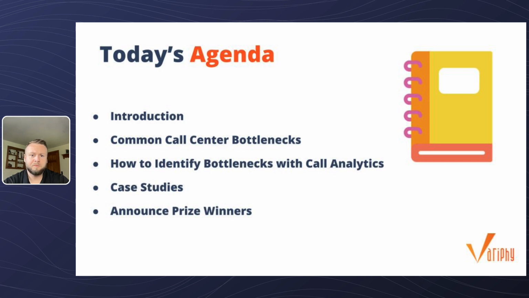So just a quick overview for today. Today we're going to be discussing some of the most common bottlenecks that we see in call centers and UC networks today. Then we'll discuss how you can use call analytics to identify those bottlenecks, as well as some adjustments you can make to fix some of these issues. We'll also take a look at a few real-world examples of organizations who improved their call centers with call analytics. After that, I'll take a brief moment to answer any unanswered questions from the chat panel before finally getting to our Amazon gift card winners. All right, so with that, let's jump into things.